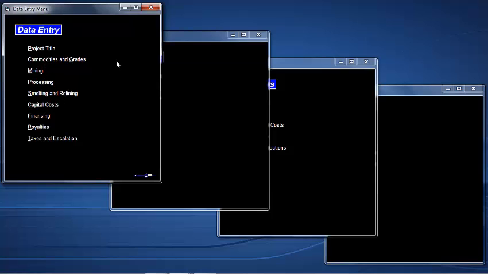The best way to demonstrate the program is, of course, to run through a quick example. So we'll enter our information on the screen: commodity information, mining and processing cost and production data, smelting information, capital costs, and we'll look at financing, royalties, and taxes and escalation.